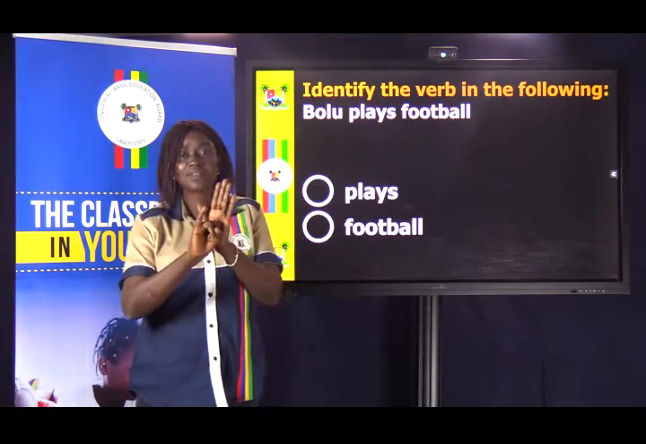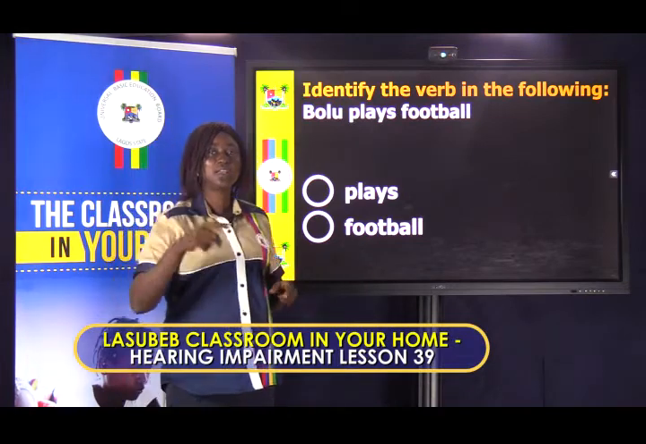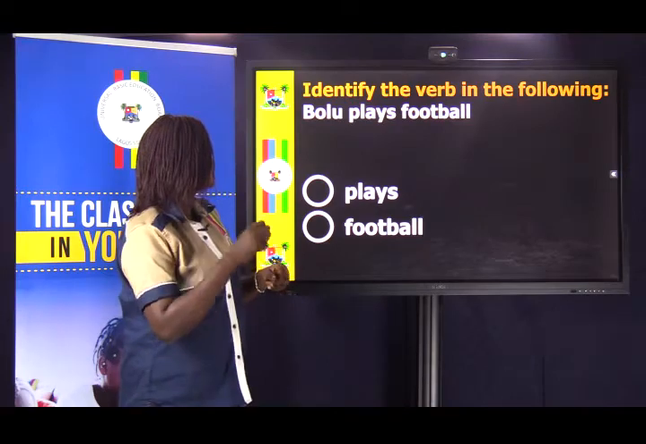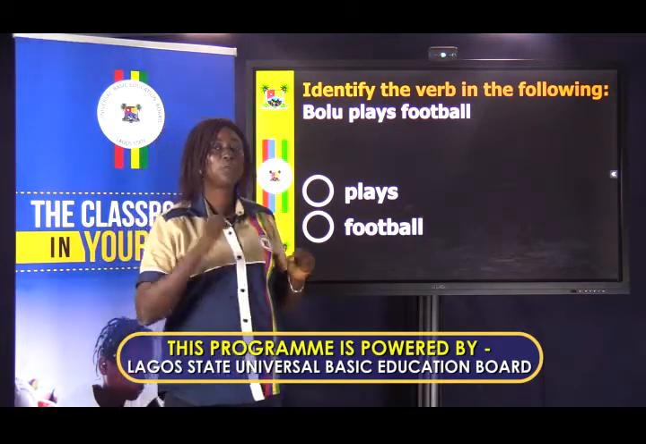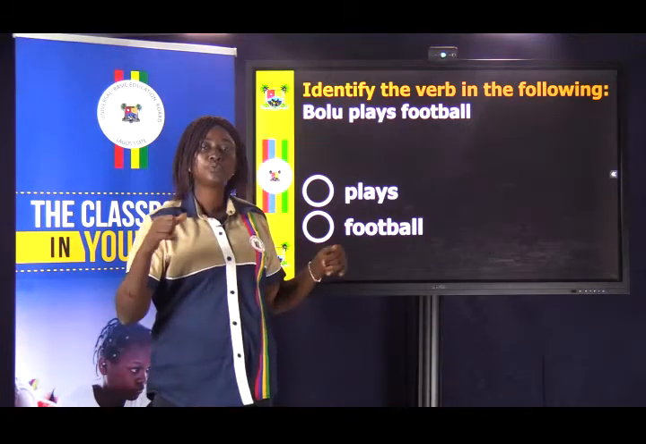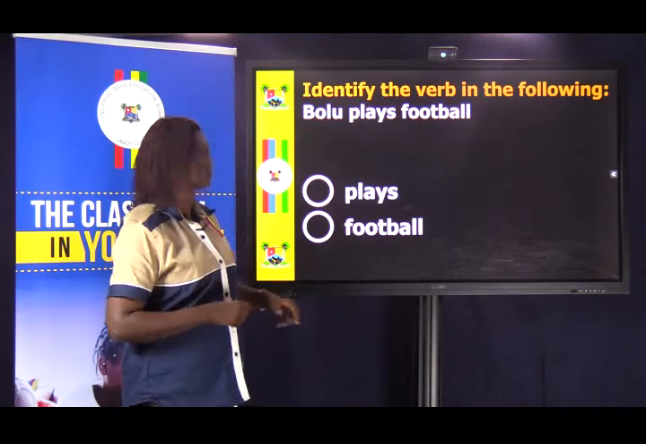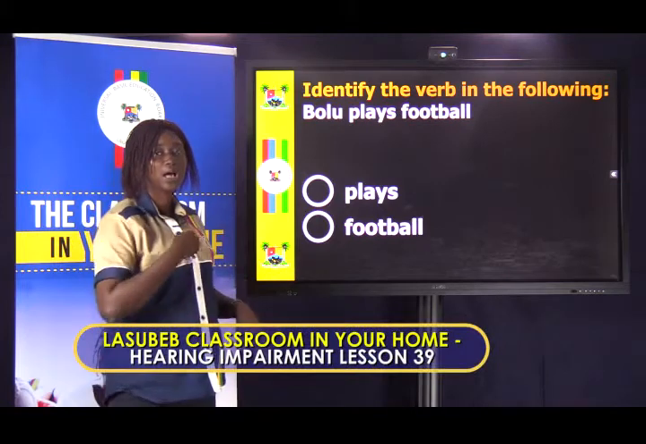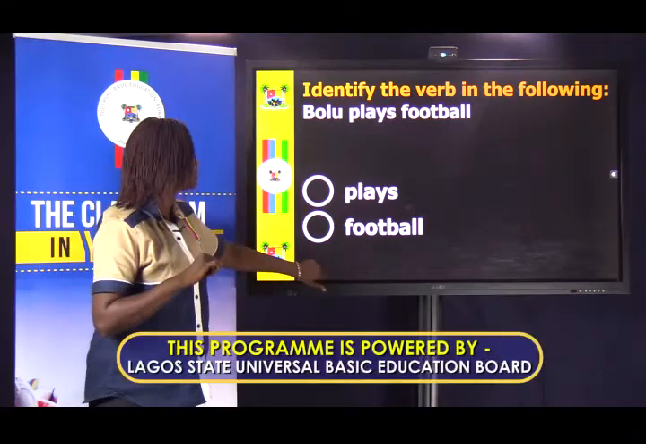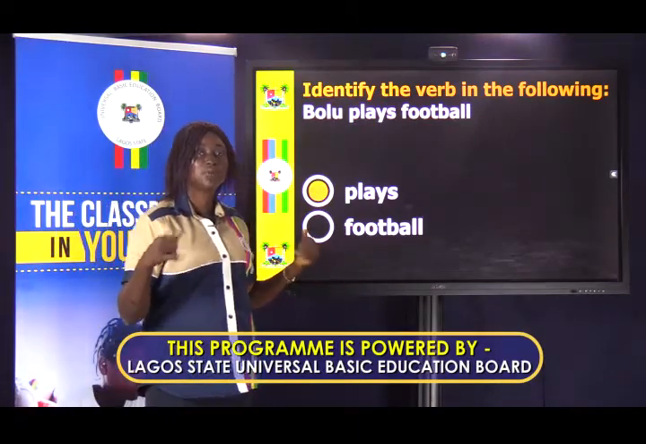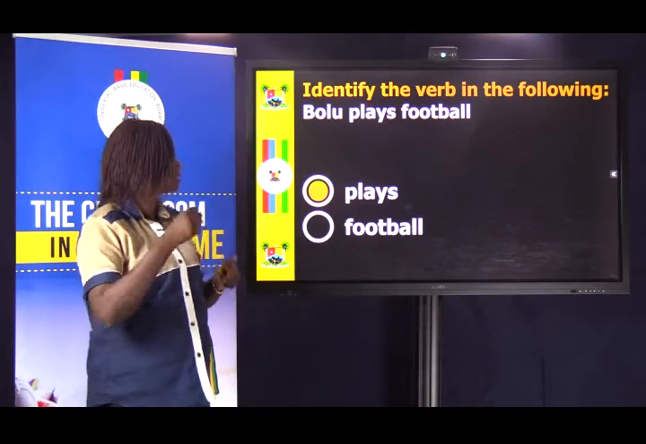Question one. Identify the verb in the following. I want you to pick the verb in this sentence. Number one: Bolu plays football. Again, Bolu plays football. Pick out the verb in the sentence. We have plays and football. What is your answer? My answer is plays. It is an action word. It tells us what Bolu is doing in the sentence.